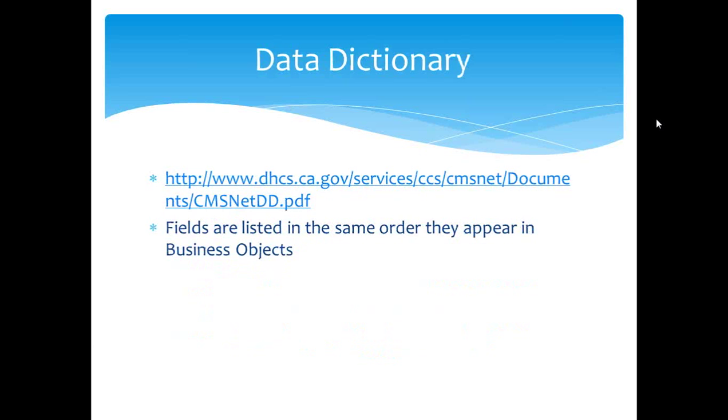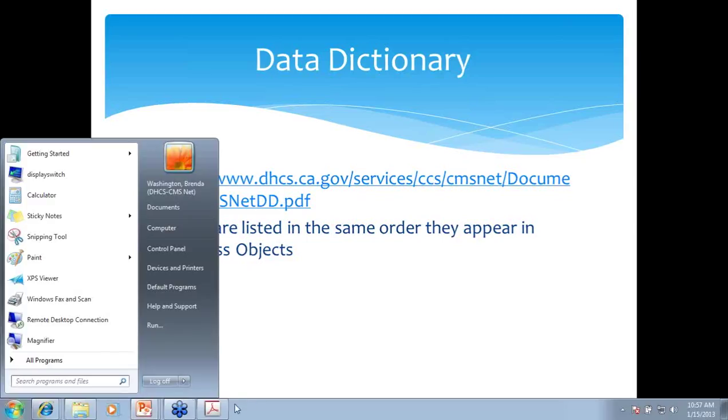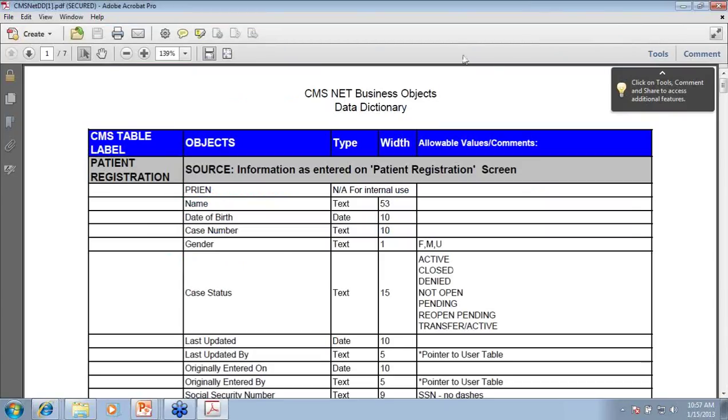Now, while you're working in business objects, this information will be very helpful. It's called a data dictionary. It is a list of all the fields that we have in business objects and what they mean. Let me pull up that document. Okay, so this is our data dictionary, and each field is in the same order that you would see it in business objects. It'll tell you what the allowable values are in the field, or some comments about the field to the right.